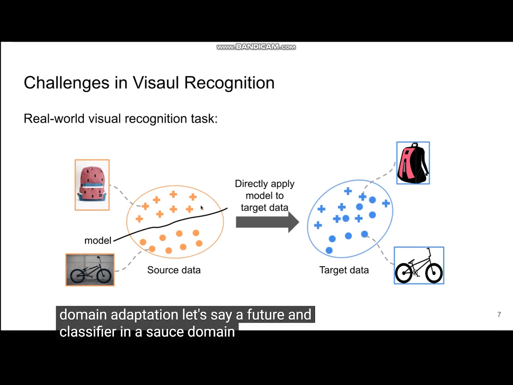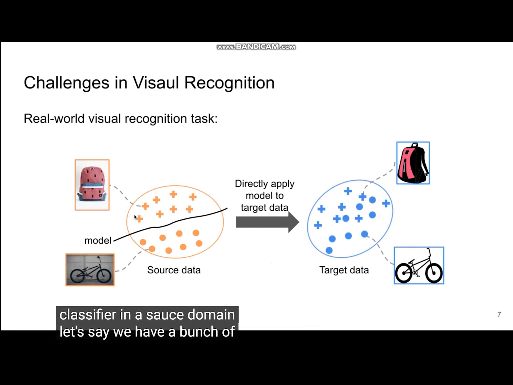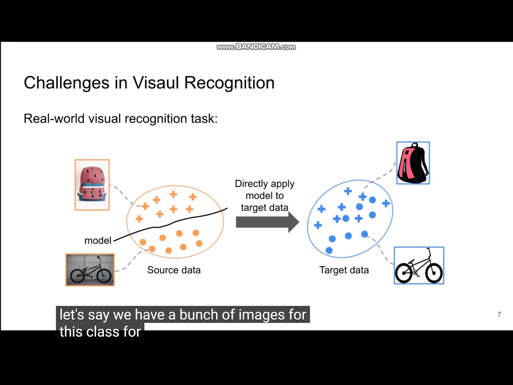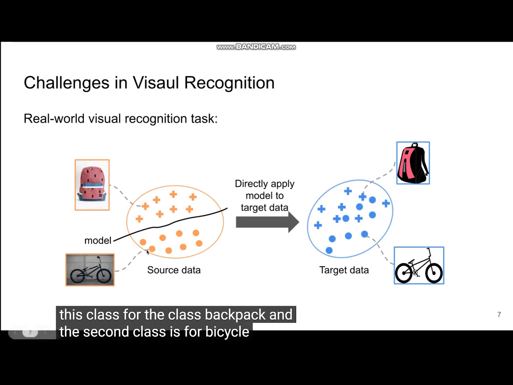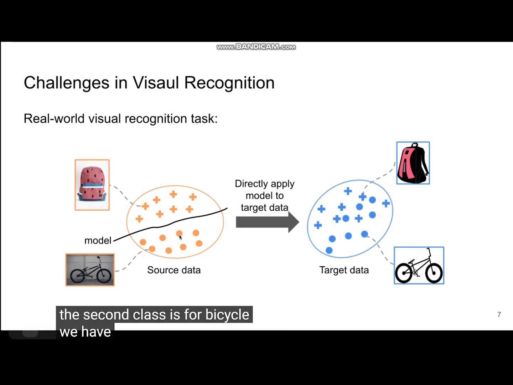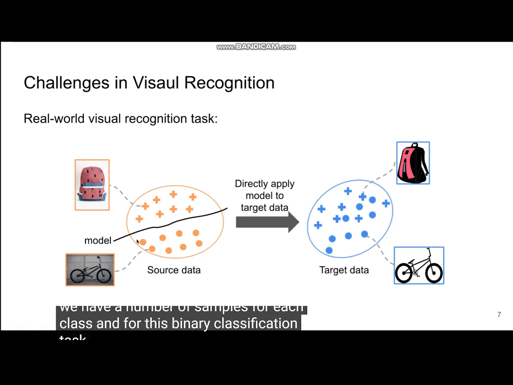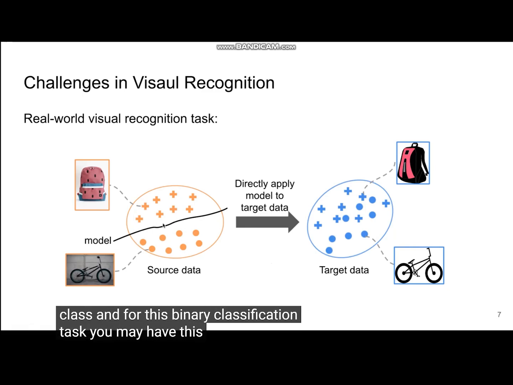Before thinking about how to achieve domain adaptation, let's say you train a classifier in a source domain. We have a bunch of images for the class backpack, and the second class is bicycle. We have a number of samples for each class. And for this binary classification task, you may have this classifier. This is a model learned from the dataset. You want to separate two classes.